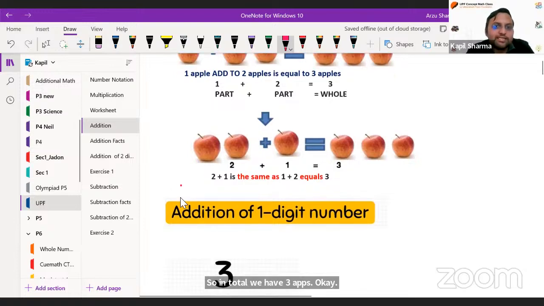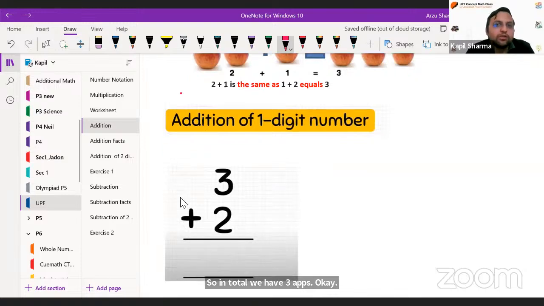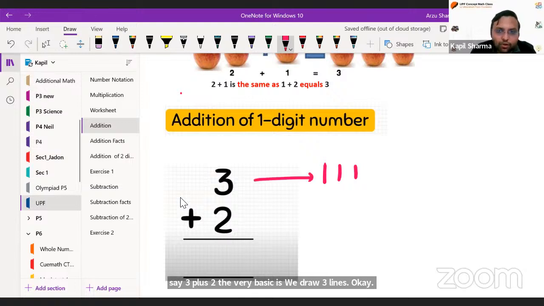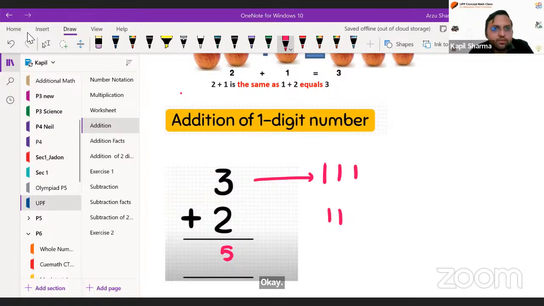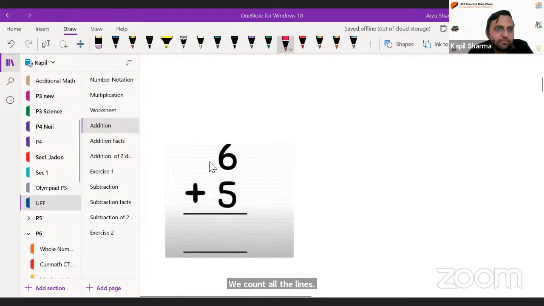Fine. Now the first thing is addition of one digit numbers. So how do we add two one digit numbers? So let's say 3 plus 2. The very basic is we draw 3 lines to represent 3. Then we draw 2 more lines to represent 2. And eventually it's 5. We count all the lines. Right. This is pretty basic.